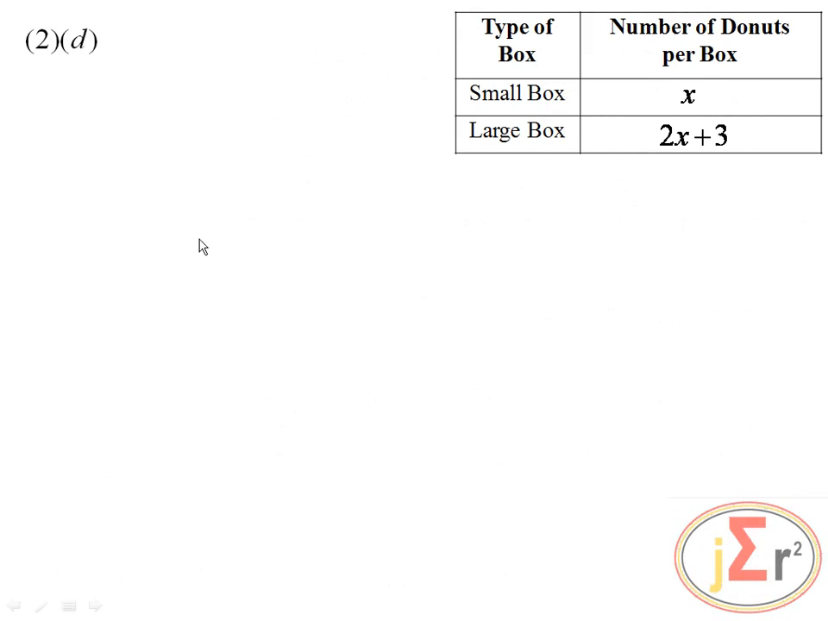The table that we have right here is demonstrating that we have a small box, and in the small box we have x donuts per box, and in the large box we have 2x plus 3 donuts. We have information that we are using in order to find the number of donuts in a small box and the number of donuts in a large box.